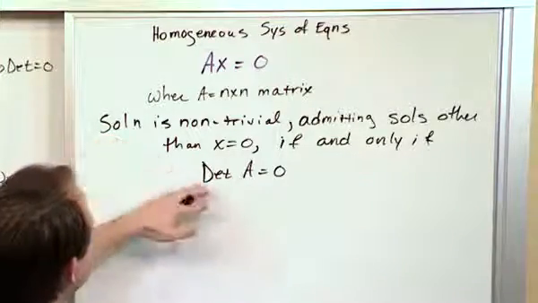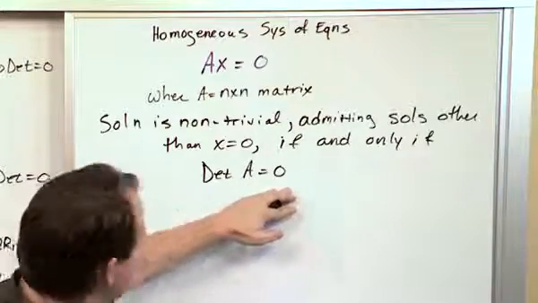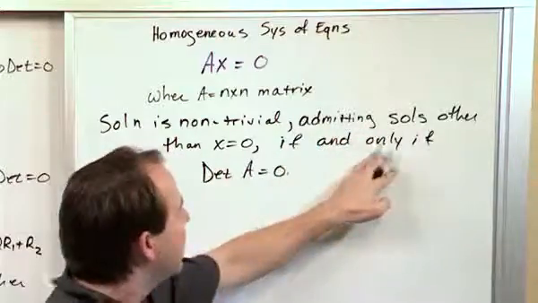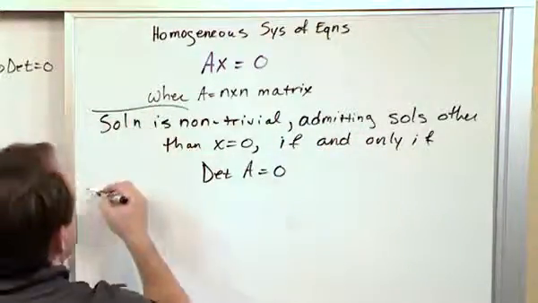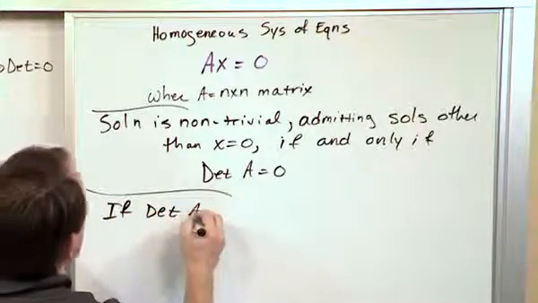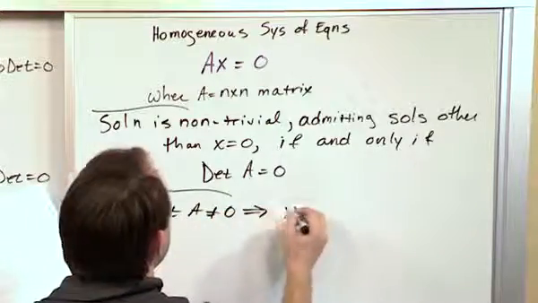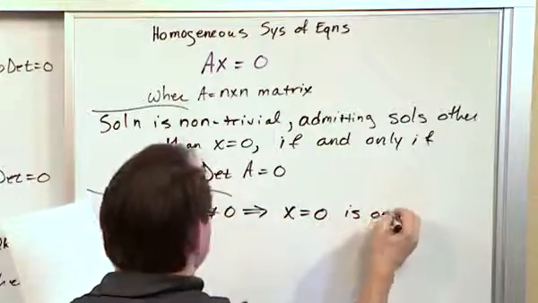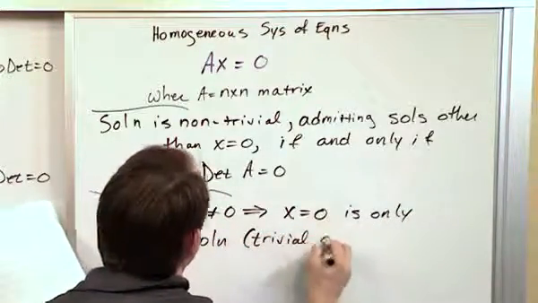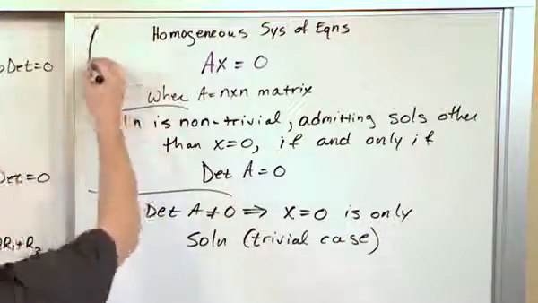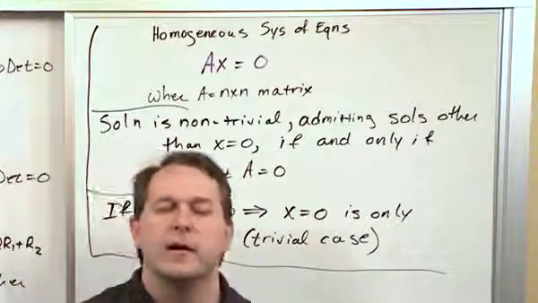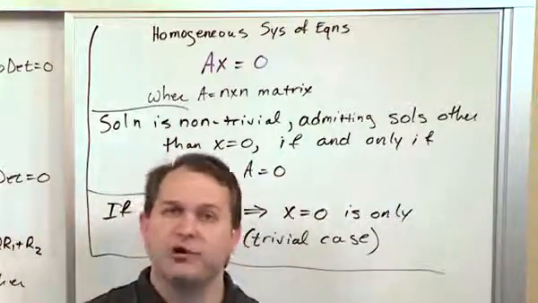So this is a test saying if you take the determinant and you get 0 exactly, then this system of equations admits solutions other than x is equal to 0, only in this case. And so, because this is true, I'll just go ahead and state the obvious. If the determinant of A is not 0, then x is equal to 0 is the only solution. And we call that the trivial case, or the trivial solution. So this is basically what you want to remember. It's a test to figure out when these homogeneous systems have interesting solutions, have non-trivial solutions.